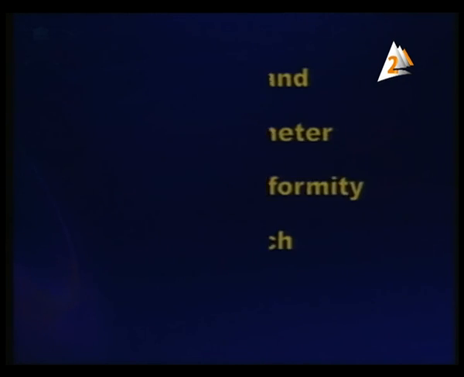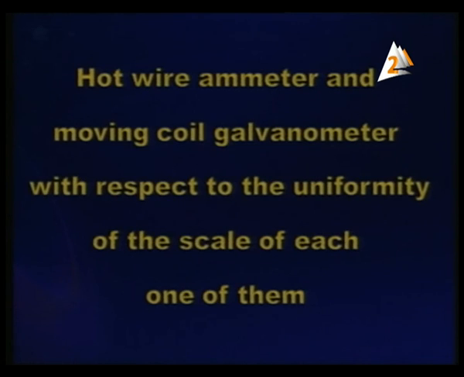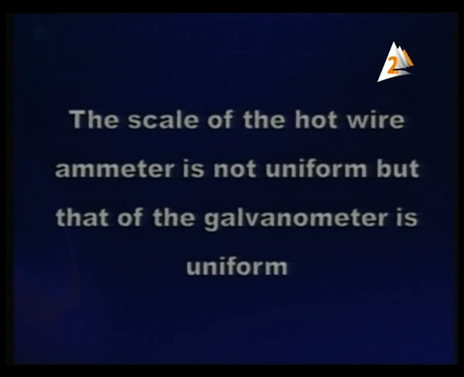Compare between hot wire ammeter and moving coil galvanometer with respect to the uniformity of the scale of each one of them. The scale of the hot wire ammeter is not uniform, but that of the galvanometer is uniform. The scale of the hot wire ammeter depends on the square of the current, but in the galvanometer it depends on the measured current.